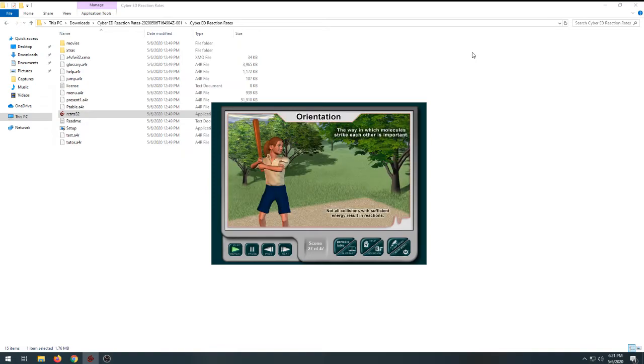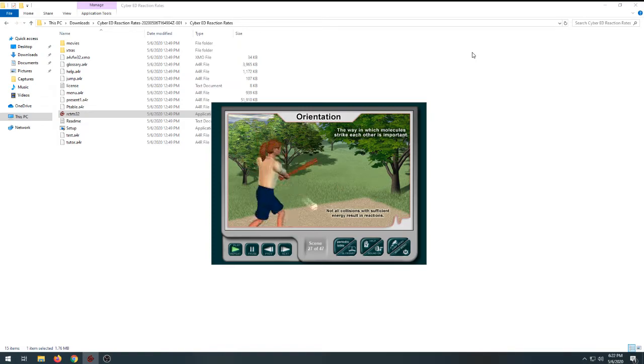Not all collisions with sufficient kinetic energy result in reactions. The way in which the molecules strike each other is also important in bringing about a reaction. Think about a batter in a baseball game. The rapid movement of the bat and the ball are analogous to two particles meeting with enough kinetic energy to react. When the bat contacts the ball, it can go in a number of directions.